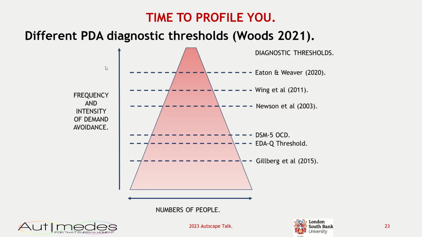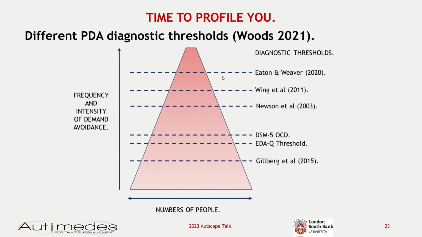So we know this is a bit of an issue because if you compare PDA assessment thresholds in the actual PDA literature, they are different. Depending on the frequency and intensity of demand avoidance, they all correspond to a different number of people. So, for example, Eaton and Weaver, which the PDA Society's high bias research report seems to build on, or takes as gospel, for example.